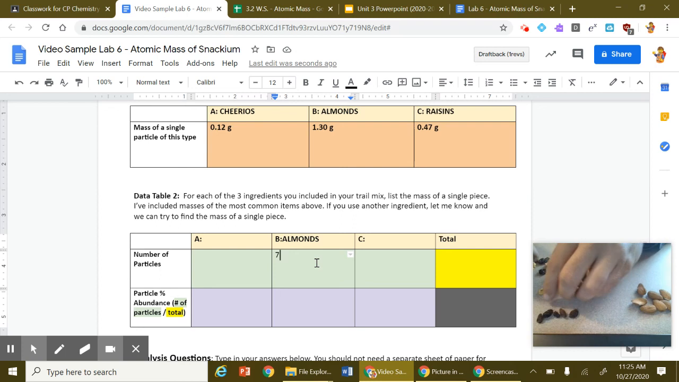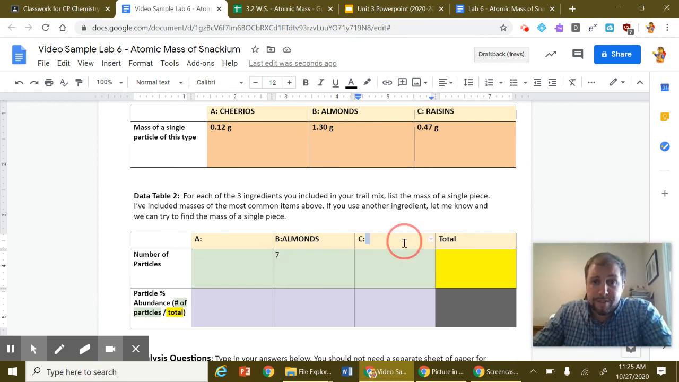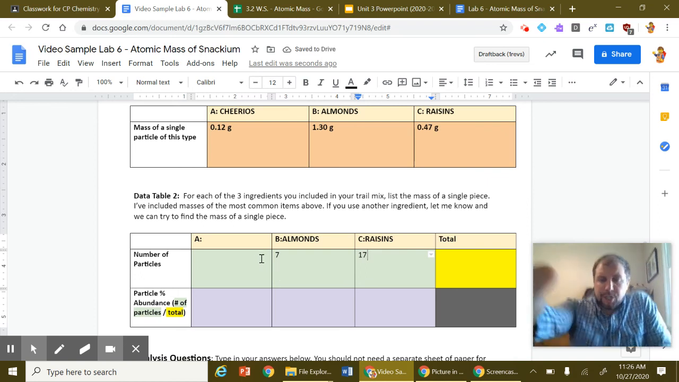For 5, 6, 7, 8, 9, 10, 11, 12, 13, 14, 15, 16, 17. So I got 17 raisins. Okay, so for raisins, I'm going to put 17. Lastly, number of Cheerios that I got.